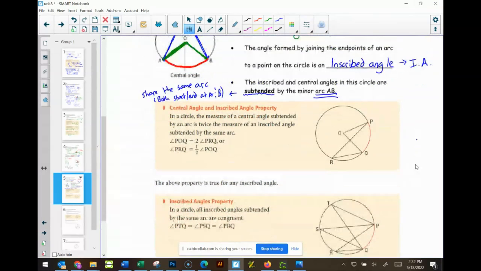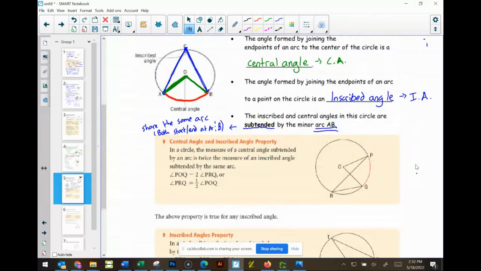Okay, now on to our first property. There's a special relationship between the angle that is formed in the center and the angle that is formed at the top in that inscribed angle there. And it turns out, and it's been proven, that the angle that goes through the center, the central angle, is twice as large as the inscribed angle. As long as they both start and end at A and B, whatever that point is on the outside of the circle, if I were to make more, all of those angles are going to be half as big as the one in the middle.